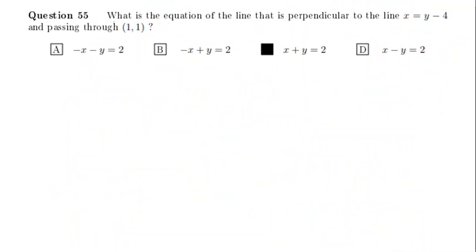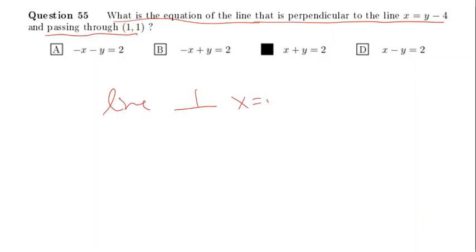M and b, when you add them, you get negative 6. Now, what is the equation of the line that is perpendicular to the line x equal to y minus 4, passing through (1, 1)? So we have a line here. Our line is perpendicular to the line x equal to y minus 4. And there's a point on the line. The point is (1, 1). So passing through (1, 1) means this point is on the line.